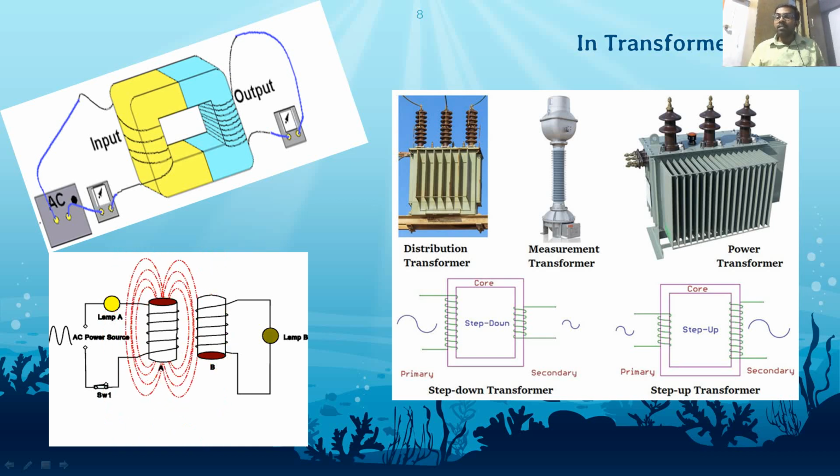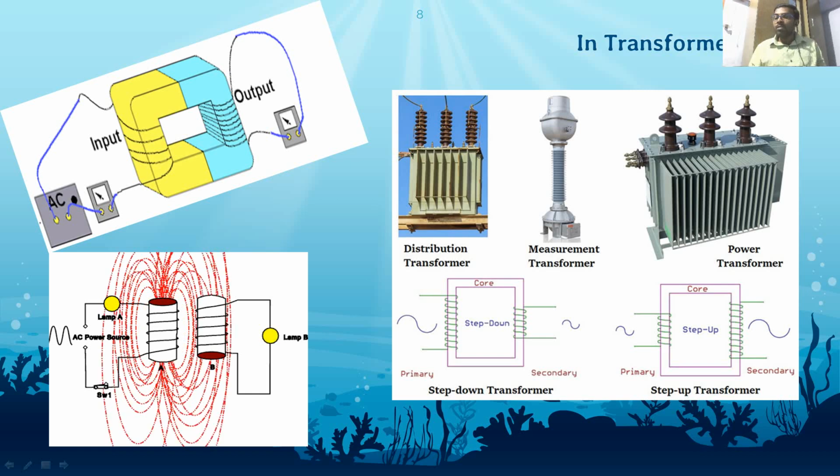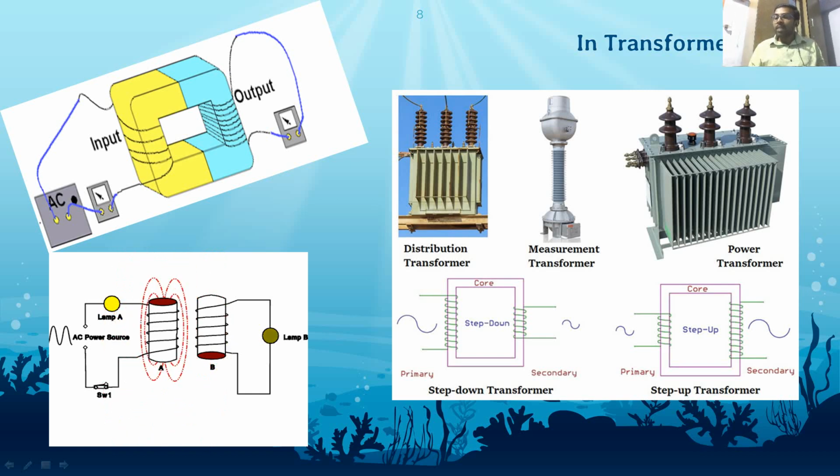This is a step-down transformer, because the number of turns in the primary winding is greater than the number of turns in the secondary winding. This is a step-up transformer, because the number of turns in the secondary winding is greater than in the primary winding. In the primary side we offer AC voltage only, and we get AC voltage in the secondary, but with reduced or increased AC current.